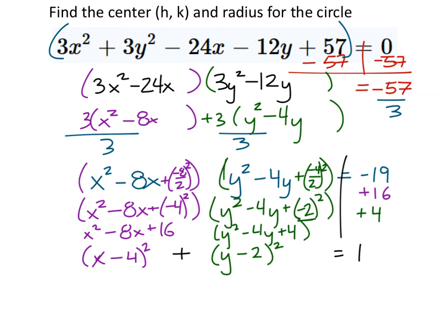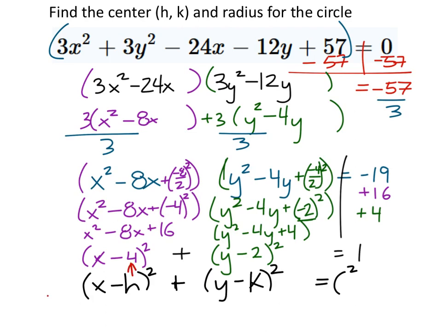Alright, so we have this in standard form for the circle, which is what we wanted, so that we can figure out what the center is. And if we were to compare this to the standard form, I can see the h value is just directly this 4 right here. And then the k is very direct, it's just that 2.